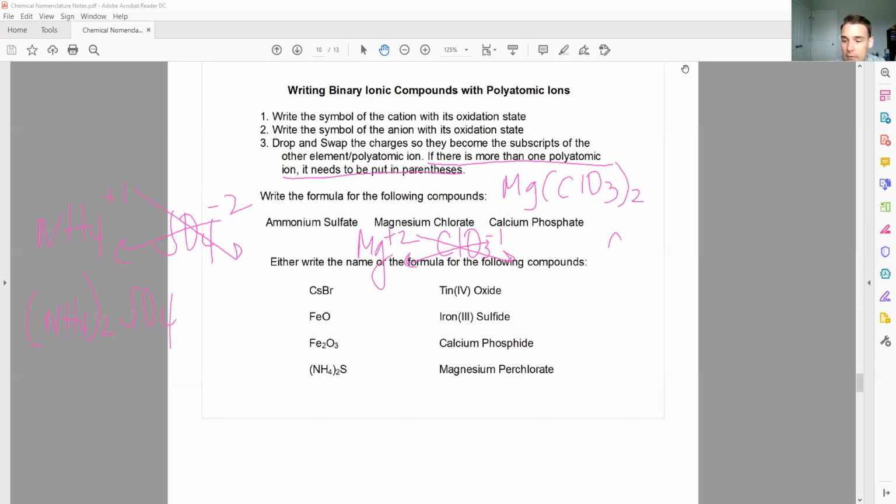And then finally, calcium phosphate. Calcium's plus 2, phosphate negative 3. We swap them. Ca3, parentheses, PO4, close that parentheses 2. The only thing that goes in parentheses is polyatomic ions if you have more than one of them. Please don't put it in parentheses if there's just one. If there is more than one, then it goes in parentheses.